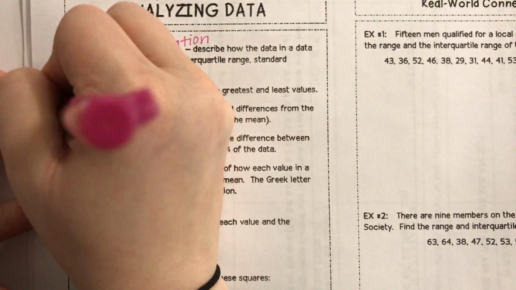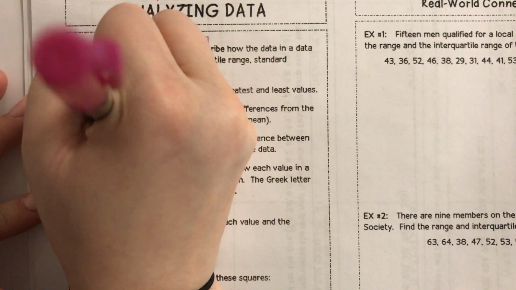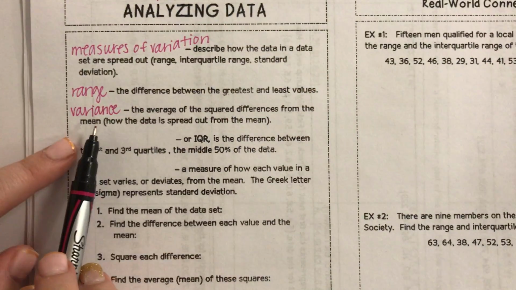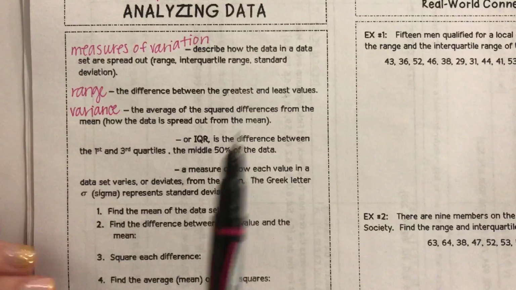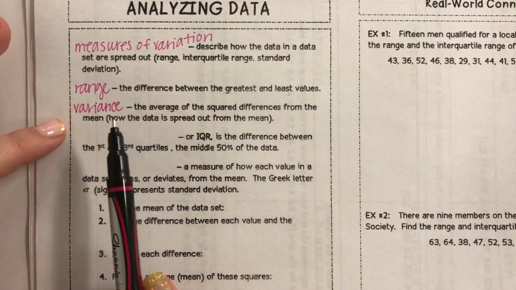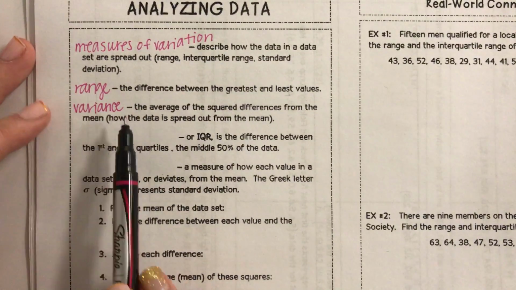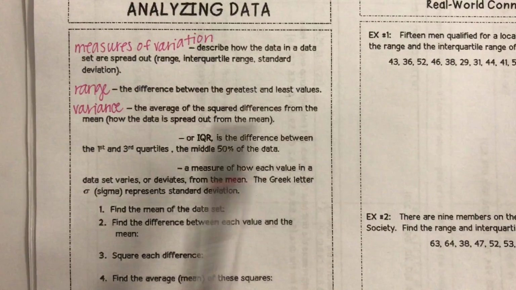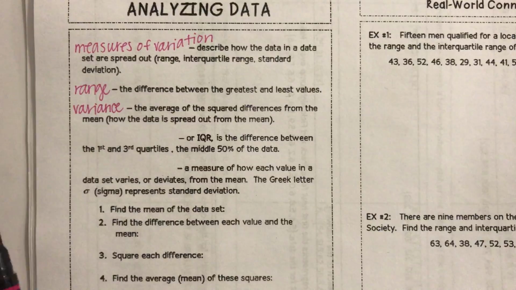Okay? The variance is the average of the squared differences from the mean, how the data is spread out from the mean. I'm going to show you how to find this. Okay, there's a formula we're going to use to find variance. So the average of the squared differences from the mean. It sounds really complicated, but it's not.